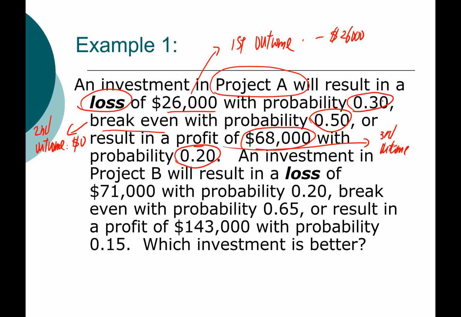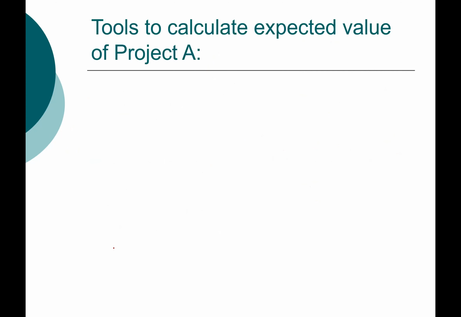And the second investment is in project B. Similarly, for project B, there's a loss of $71,000 with probability of 0.2, break even with probability of 0.65, and profit of $143,000 with probability of 0.15. And you want to compare which investment is better. So you have two investment opportunities, and you want to pick the better one based on the return on investment, right? So now we can look at it using the expected value formula.